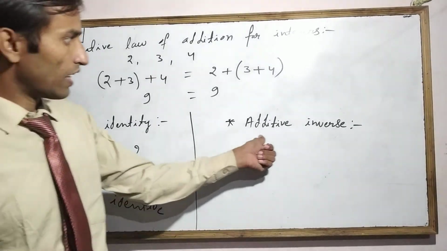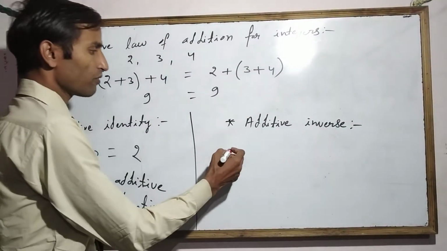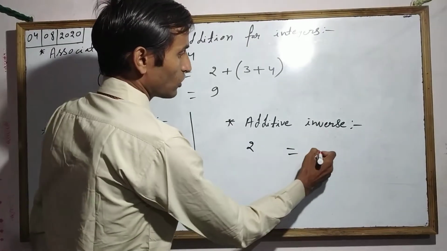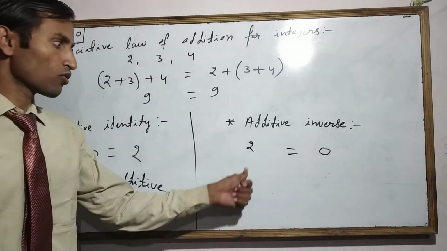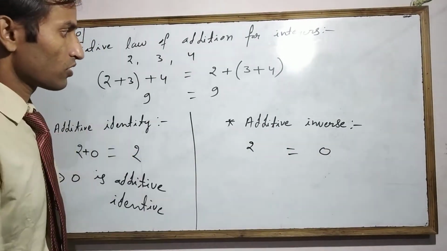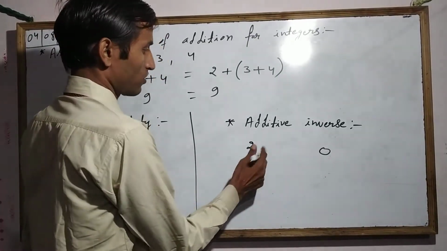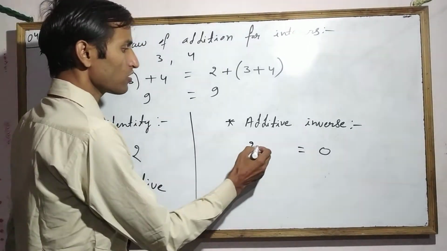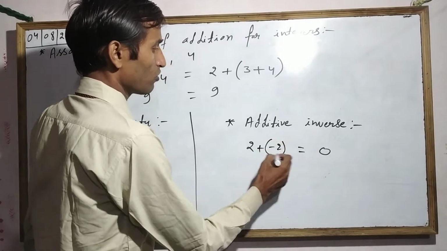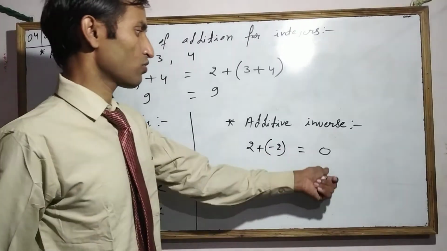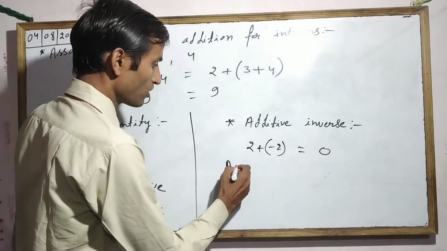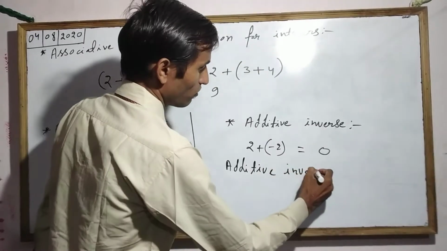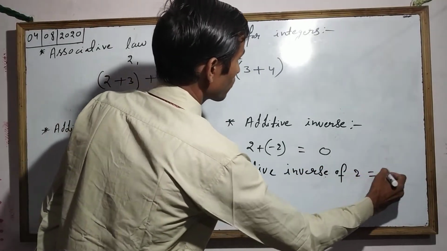Next property is additive inverse. Additive inverse means what should be added to an integer to get 0. For 2, we have to add the opposite of this integer. The opposite of 2 is minus 2. So if we add minus 2 to 2, we get 0. So the additive inverse of 2 is equal to minus 2.